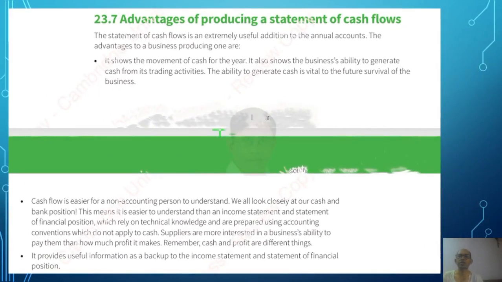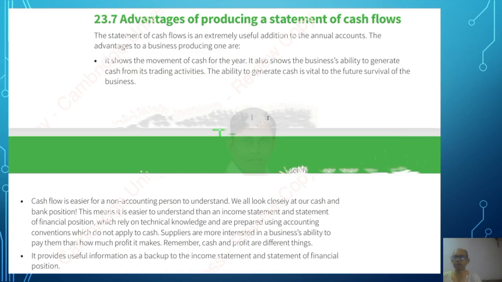Advantages of producing a statement of cash flow. The statement of cash flow is an extremely useful addition to the annual accounts. The advantages to a business of producing one are: it shows the movement of cash for the year. It also shows the business's ability to generate cash from its trading activities. The ability to generate cash is vital to the future survival of the business. Cash flow is easier for a non-accounting person to understand. We all look closely at our cash and bank position.